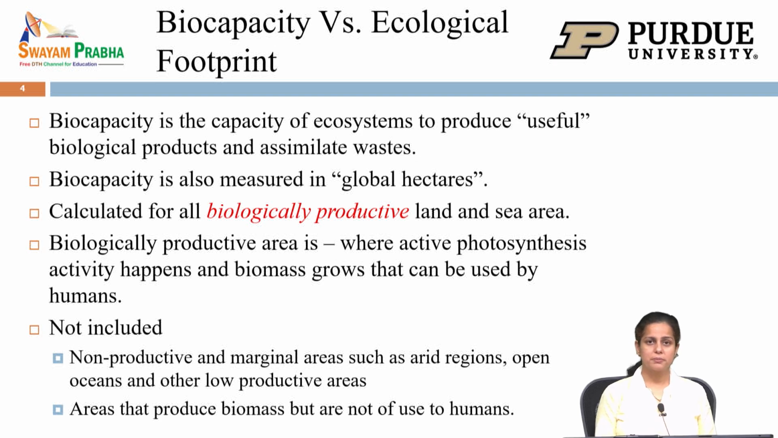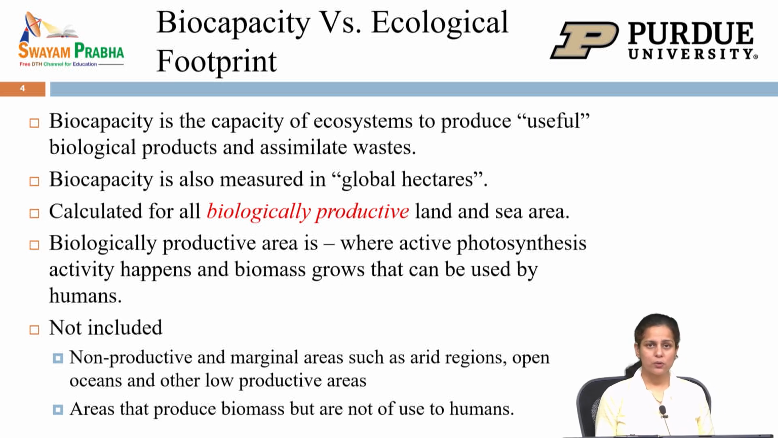We also measure the biocapacity in terms of global hectares. So, in any given year, we would know the capacity of the ecosystems globally to provide those resources, and from the ecological footprint we can know how much our actual footprint is in terms of productive land. The biocapacity is calculated for all biologically productive land and sea area, and biologically productive land is defined as where active photosynthesis happens and biomass grows that can be used by humans.